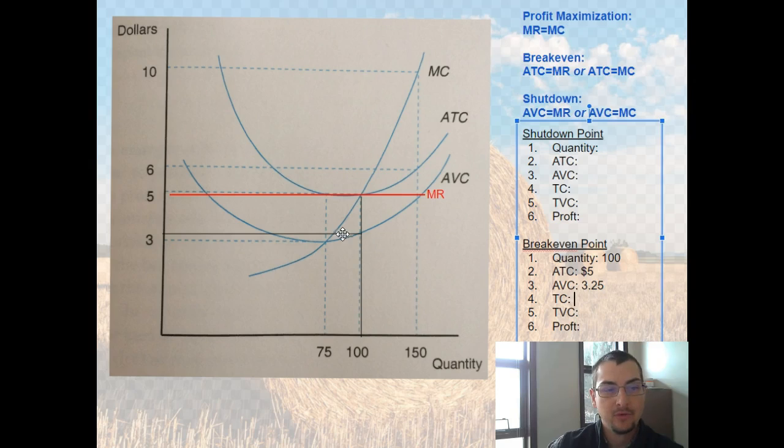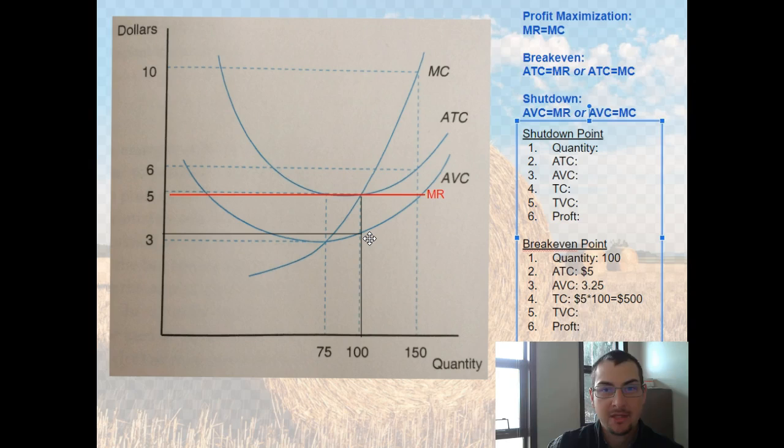Well, if on average it costs us $5 to produce 100 units, how are we going to calculate our total cost? Very simply, we just take the quantity times the cost per unit. So our total cost is going to be equal to $5 times 100 units, giving us a grand total of $500 for that total cost.